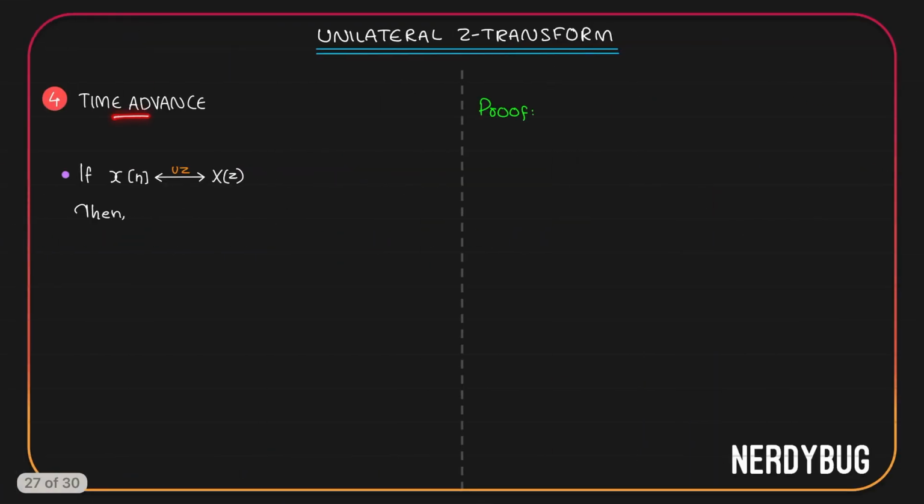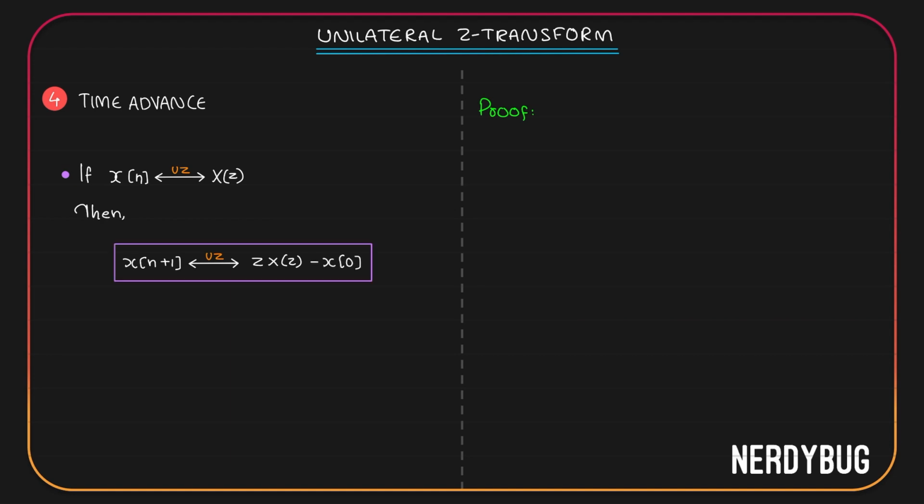It is time advance. This is again time shifting, but the shifting is towards the left side. Assume we have a signal x of n. Its unilateral Z transform is X of z. Then according to this property, unilateral Z transform of x of n plus 1 is going to be z X of z minus z x of 0. Let us try to prove this.